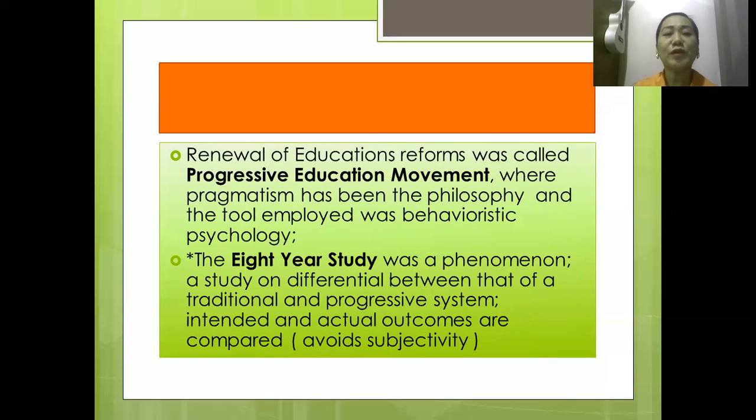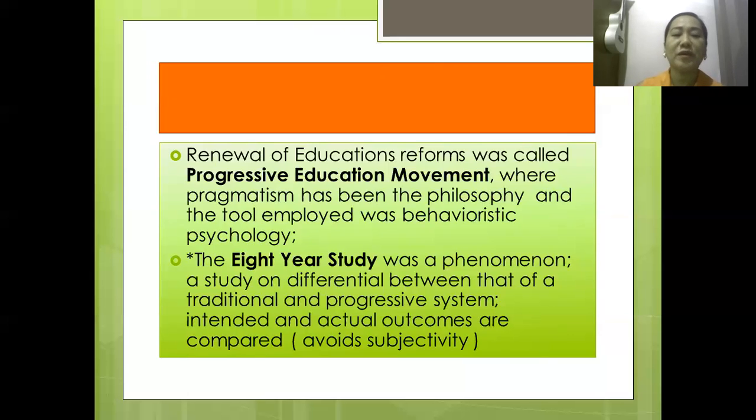So there was also a renewal of education reforms, called the progressive education movement, where pragmatism was the philosophy and the tool employed was behavioristic psychology. So still they used criterion-based testing, and they used the behavioristic approach in trying to make the learners learn or have their learning process develop. What was prominent during this time was the 8-year study.